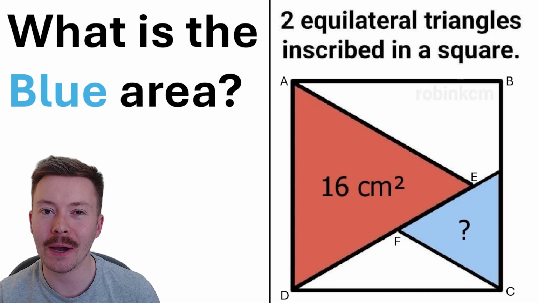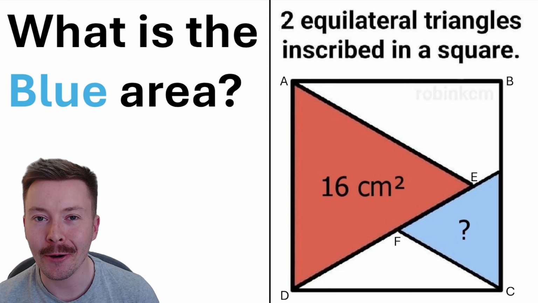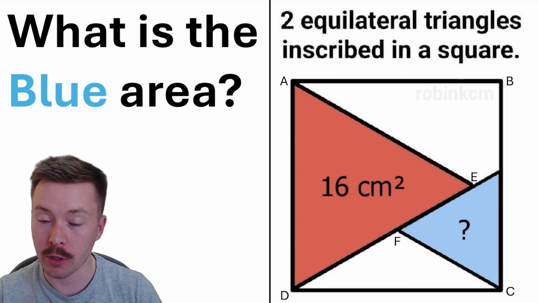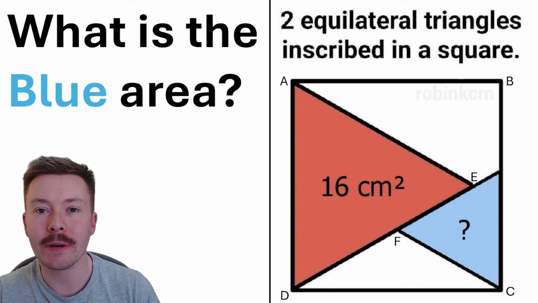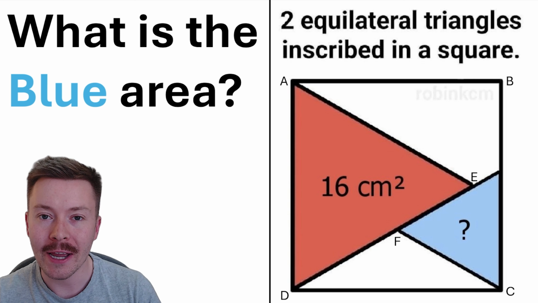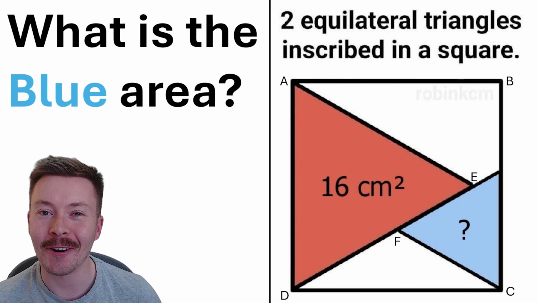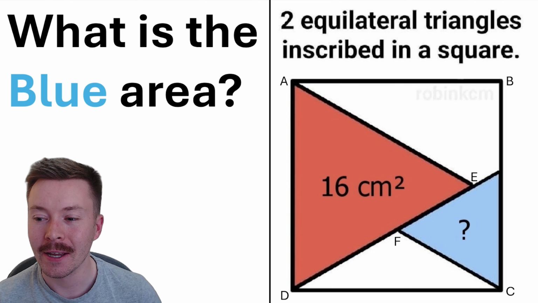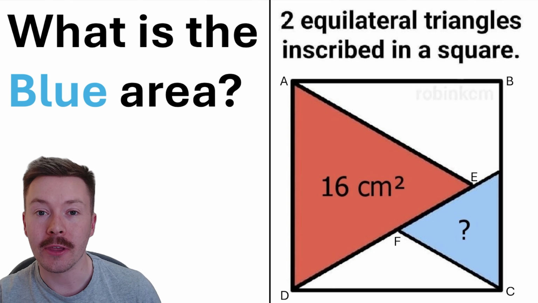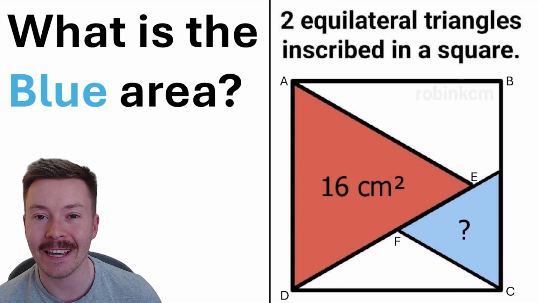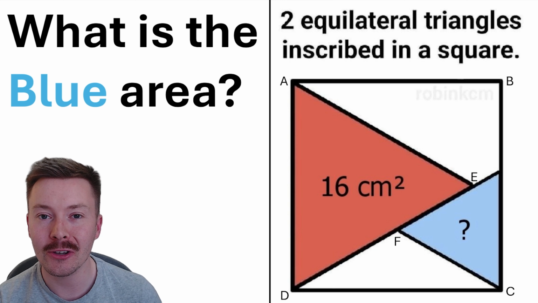This week's problem is about trying to find the area of the blue equilateral triangle. We have got two equilateral triangles, the blue and the red one, inscribed in this square. The red equilateral triangle has an area of 16 centimeters squared and is touching the blue triangle, as you can see in the diagram there. Can you find the blue area?